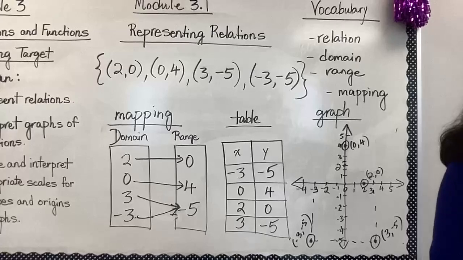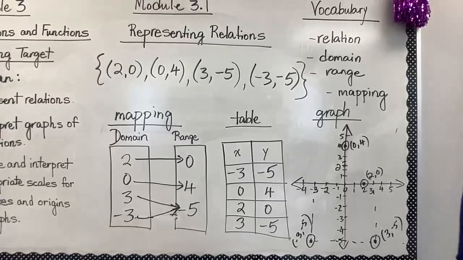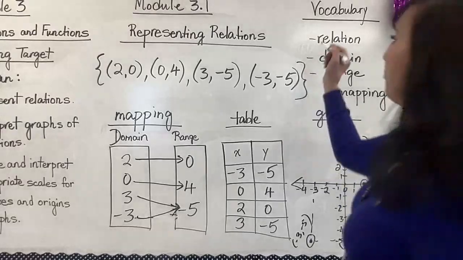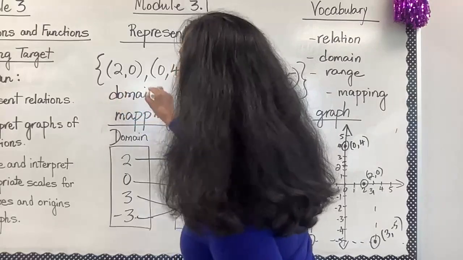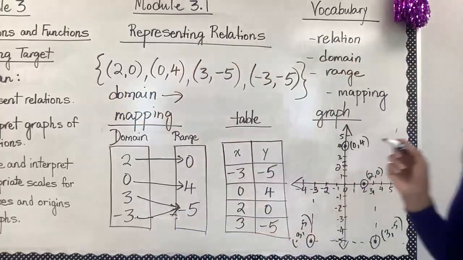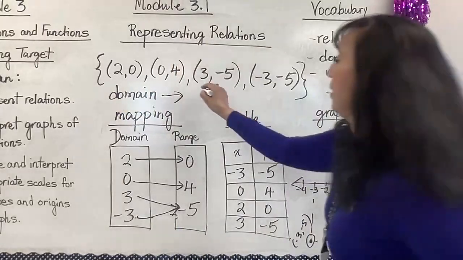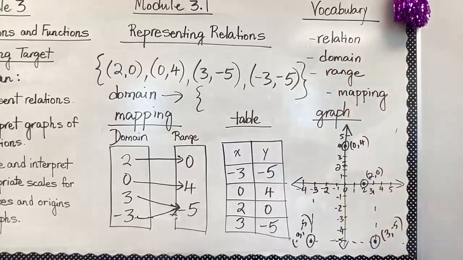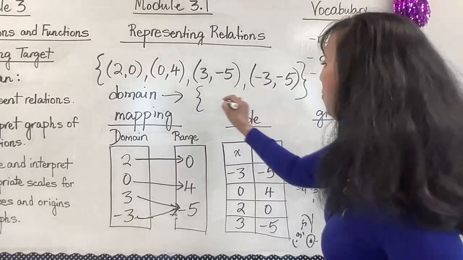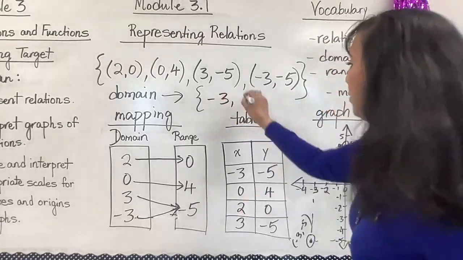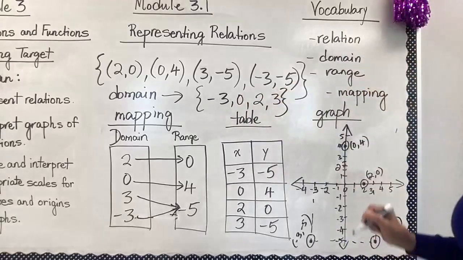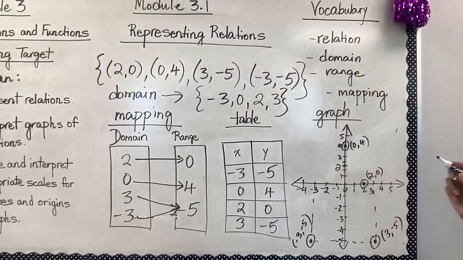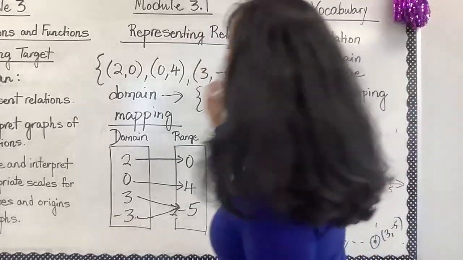So once again, the domain of the relationship. Okay, so the domain will be written as a set. And we're going to put it in the correct order from the smallest to the largest. And we have -3, 0, 2, and 3. And that's my domain.